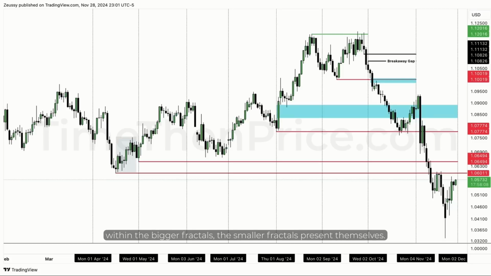Within the bigger fractals, the smaller fractals present themselves. When you're able to understand that, you're able to look at a higher time frame and you're able to already tell that in every single expansion towards the downside, followed by a retracement higher, followed by an expansion lower, there will be a lower time frame market maker sell model.